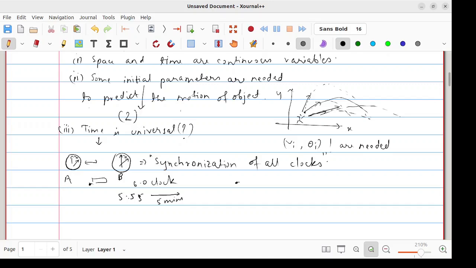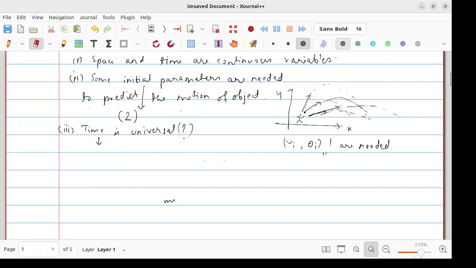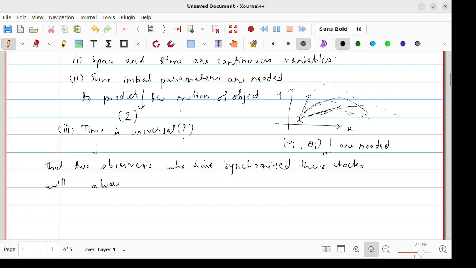It doesn't matter whether you are here or at the moon, the amount of time or the interval of time will be the same, right? So this was the idea of universality of time. And let's try to write it in a clearer way: given two observers who have synchronized their clocks will always agree about the time of an event. About the time of an event.